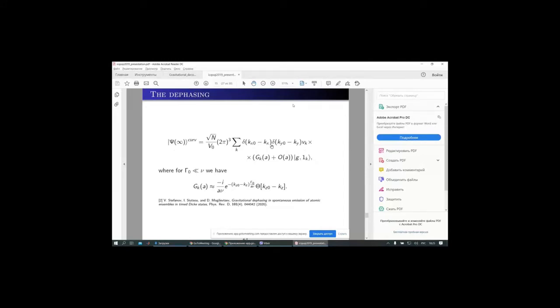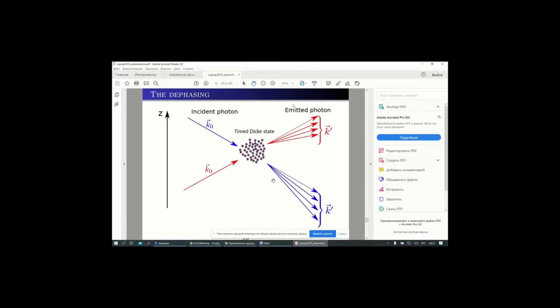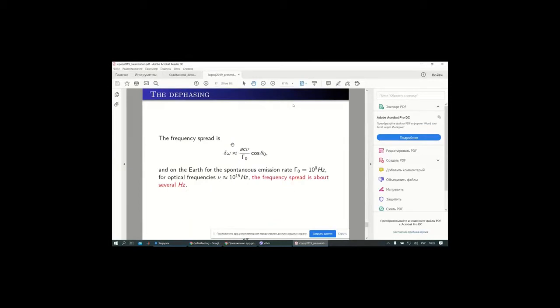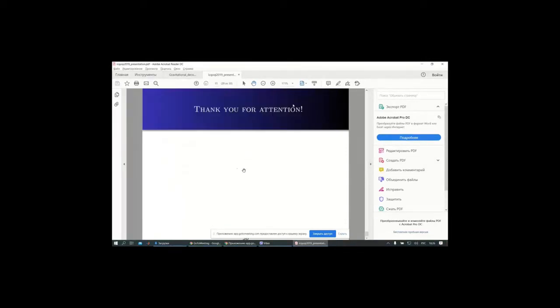So we find that the emitted photon can have a direction that differs from the incident photon, and the frequency of the wave packet will also spread. If we calculate it in an Earth laboratory for the optical range, we find that this frequency spread is about several hertz. It's really small, but as recent experimental devices can detect it, this is a good demonstration of how gravitational interaction, even in a weak gravity field, influences interference and how it is destroyed. Okay, thank you for your attention.